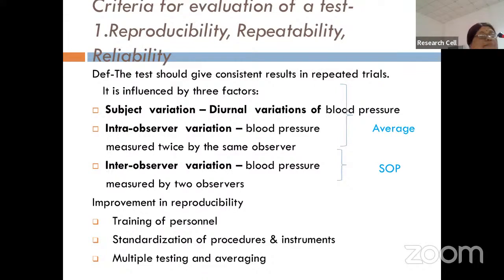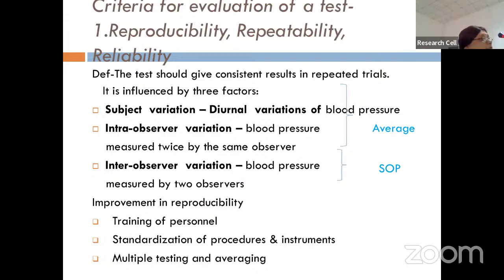For example, subject variation and intra-observer variation, we can reduce this error by taking the average. Before starting antihypertensive therapy, you take at least three readings of blood pressure of that particular person. Why? To minimize the subject variation and intra-observer variation. So by taking multiple readings and taking the average of that, that is one of the things to improve this reproducibility.